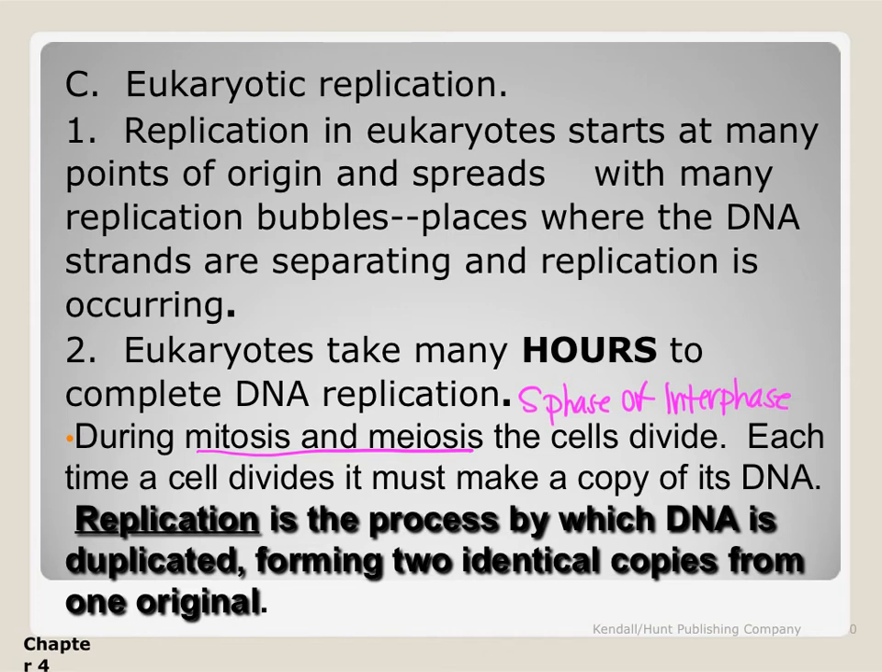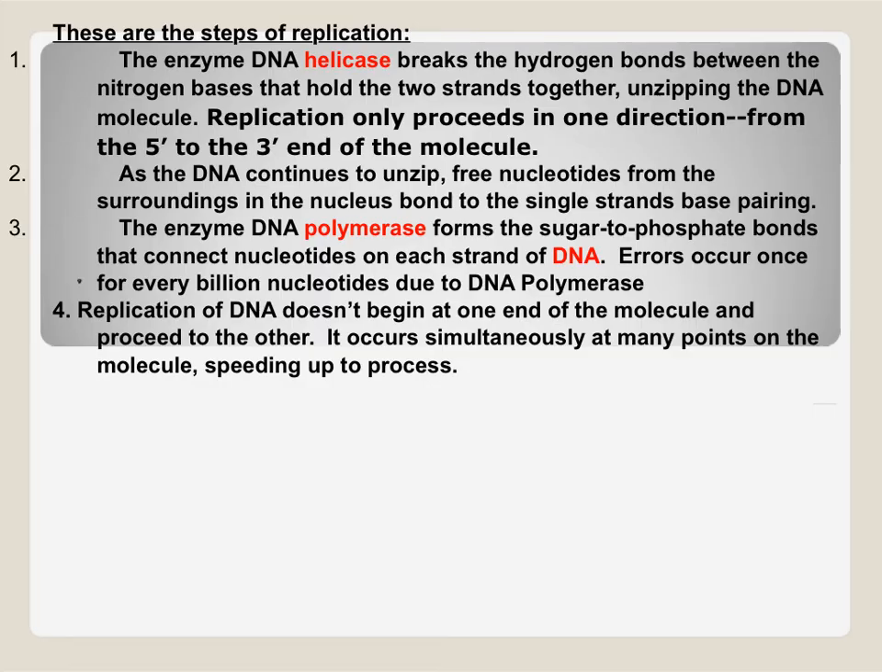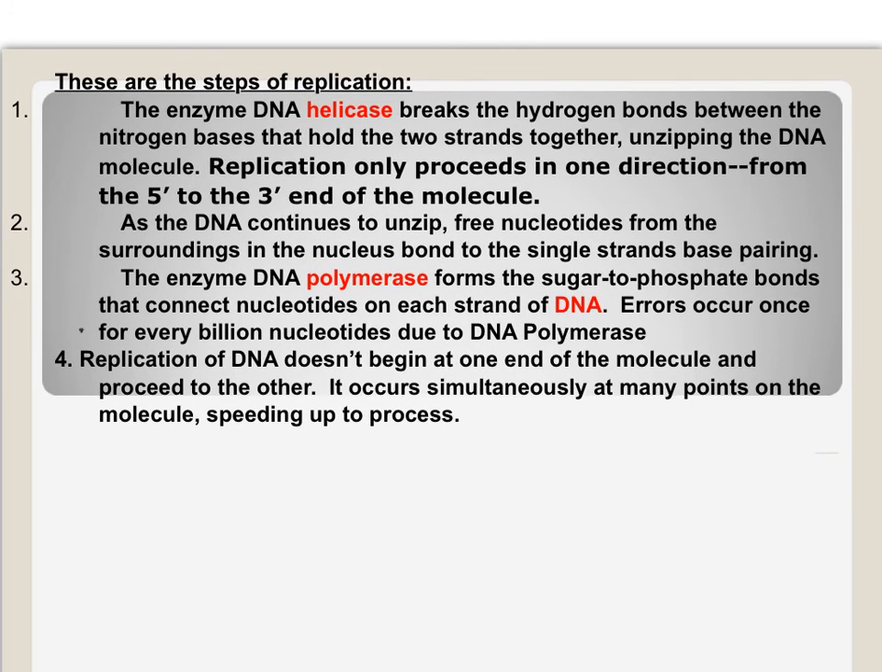Okay, so replication by definition is the process where DNA is duplicated, forming two identical copies from the original. So the DNA strands will be identical to each other when replication is finished. So the steps to replication start out with an enzyme. And if you recall, enzymes have different functions, but they are going to speed up the reaction. So first off, the enzyme DNA helicase breaks the hydrogen bonds between your nitrogen bases that hold the two strands together. So therefore, it basically unzips the DNA.